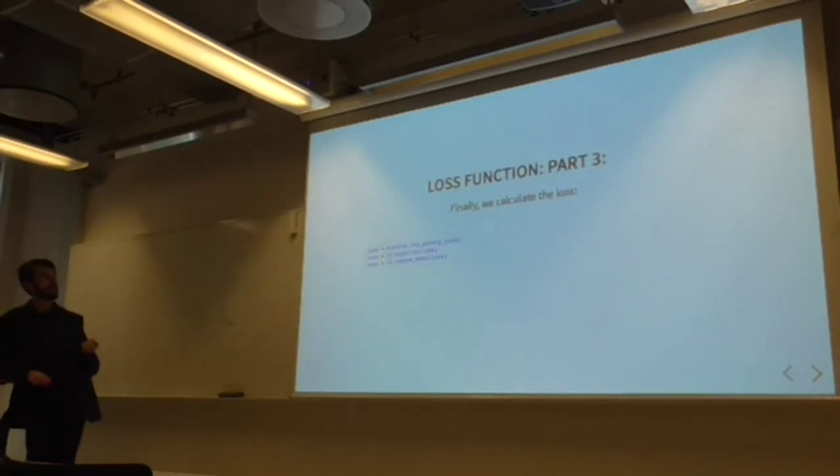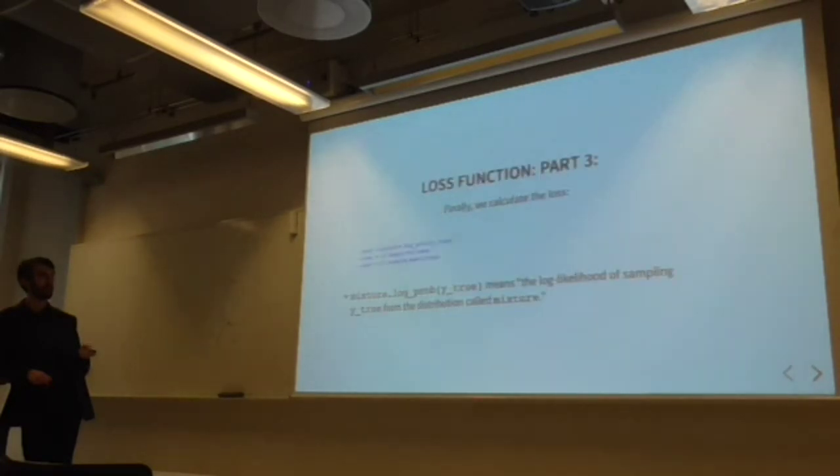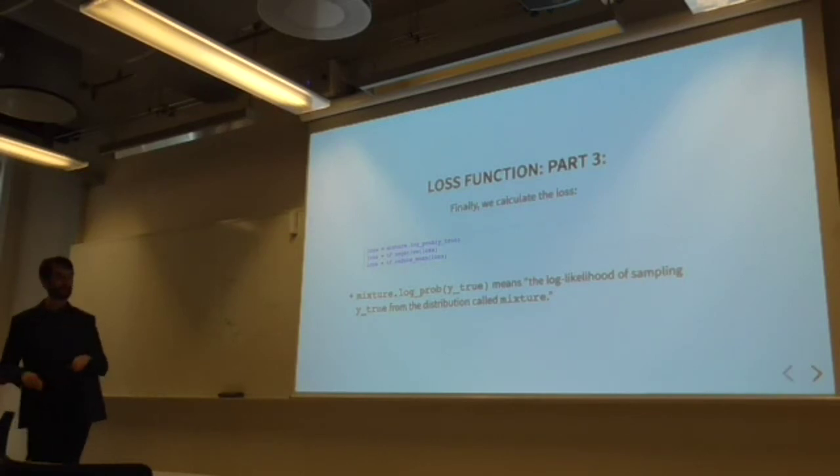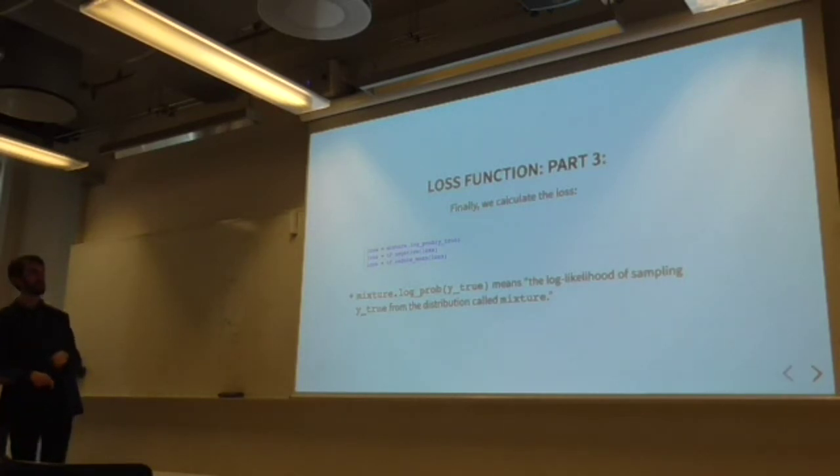Now the last part of my loss function is to actually calculate the likelihood. So I've got my mixture model, and then I'm going to find the log probability of drawing y true from that model. Then I just have to put a minus sign in front of it and get the mean, and that gives me my loss value. Yeah, so that's not too hard. It looks a little bit difficult from a distance, but each part is quite manageable.